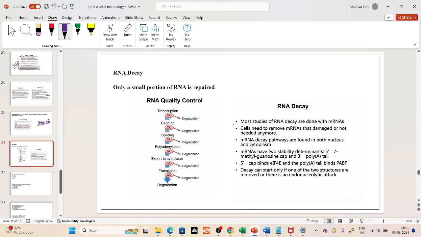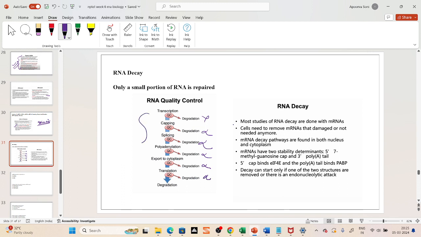That means first they will check whether transcription is proper or not. If transcription is not proper, RNA would be degraded. Again, from capping to splicing, if capping is not proper, degradation will take place. From splicing to polyadenylation, if it is not proper, degradation. Polyadenylation to export, not proper, degradation. Export to translation, not proper, degradation. Translation is not proper, degradation.